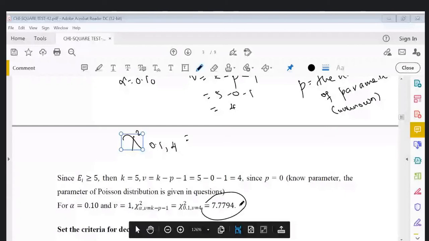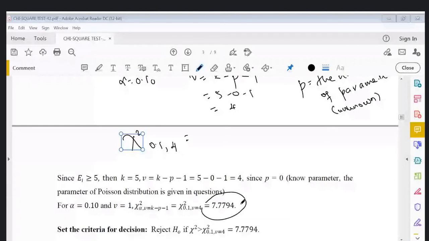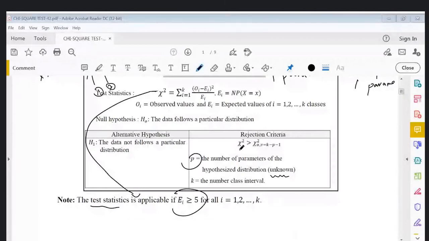Look here, accept, and look here. If the chi-square from the calculation is greater than this one, we reject. Kalau lebih besar kita reject. For this one, accept.